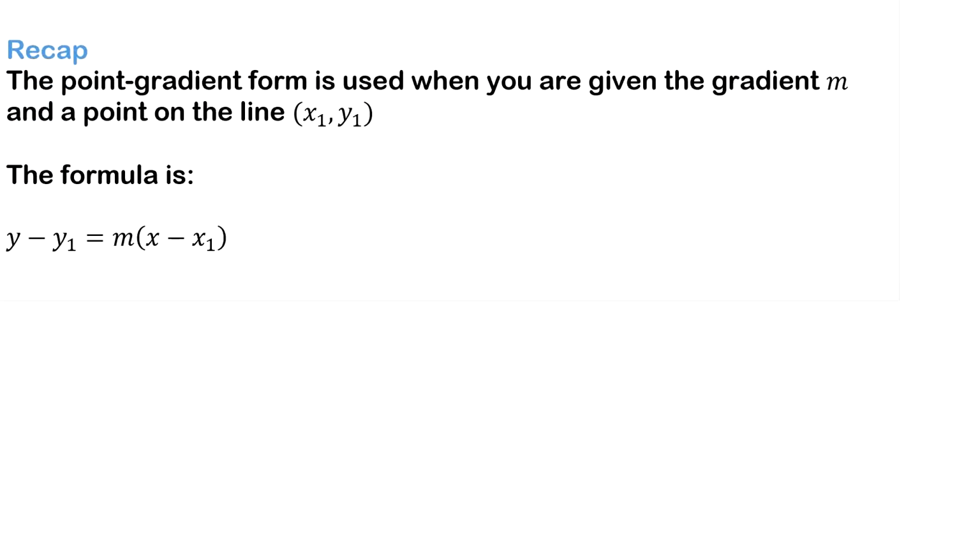Finally, to recap what we just covered, the point gradient form is used when you're given the gradient and a point, x1, y1, and the formula is y minus y1 equals m times, in brackets, x minus x1. And remember, sometimes you do have to find your m using your gradient formula, which is m equals y2 minus y1 over x2 minus x1. Those are very much used together.